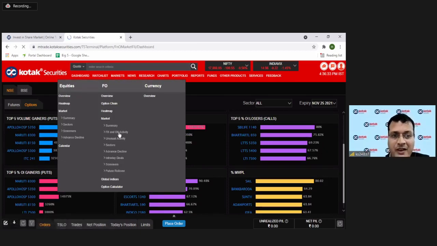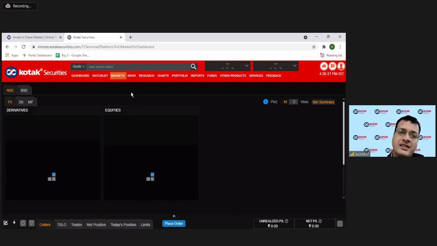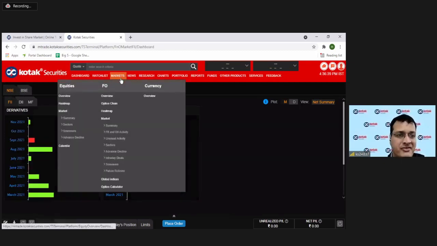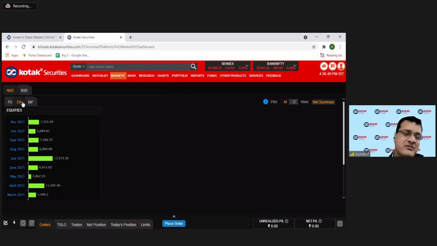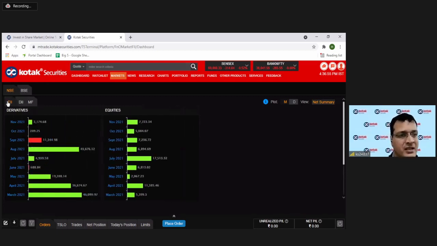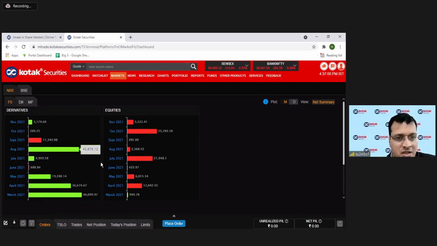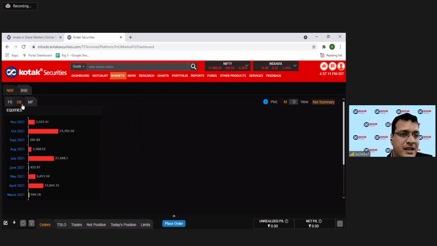Okay. If I want to see FIIs and DIIs activities, I just need to click on markets and then FIIs and DIIs activities. I can see month wise in which month FIIs were the buyers or sellers, and you can accordingly decide. It is considered that once FIIs buy in the market, markets go up, right? But there is no ground rule as such. So FII activity, in case you want to see August, they were the highest buyers, 43,000, sorry, November as well, 46,099, right? This is in derivatives and equity. So there is a breakup as well. Similarly for DIIs, these are the net sellers basically.